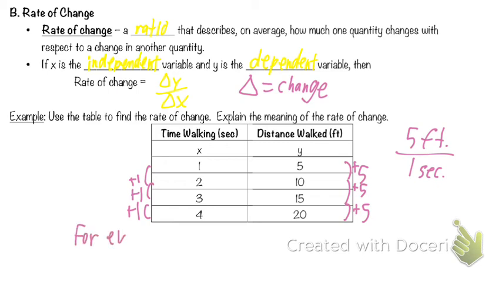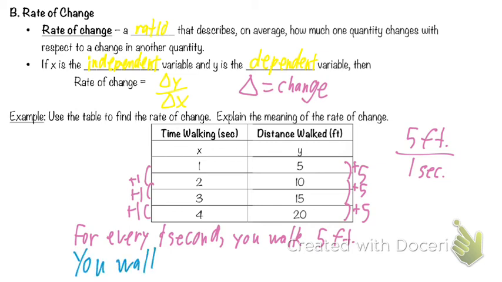For every 1 second, you walk 5 feet. And then another way I heard it said, so I'll write it in a different color, was you walk 5 feet every second. Are those saying the same exact thing? Yeah, they're just saying it in different ways. But they're both saying the same exact thing. Questions on that?